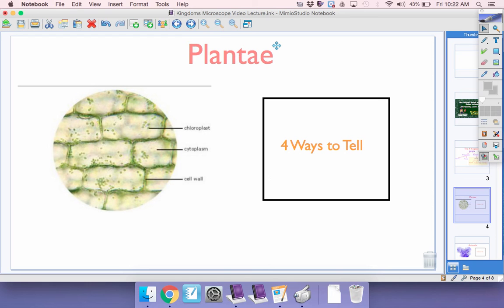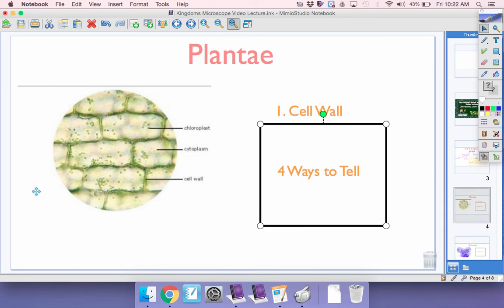When you look under a microscope at a plant, it's going to look like this. And there's four ways to tell that this is a plant. The first is you'll be able to see the cell walls in between. Plants have cell walls to help with protection and structure. They're almost like a plant's bones. And you can see them here like building blocks.